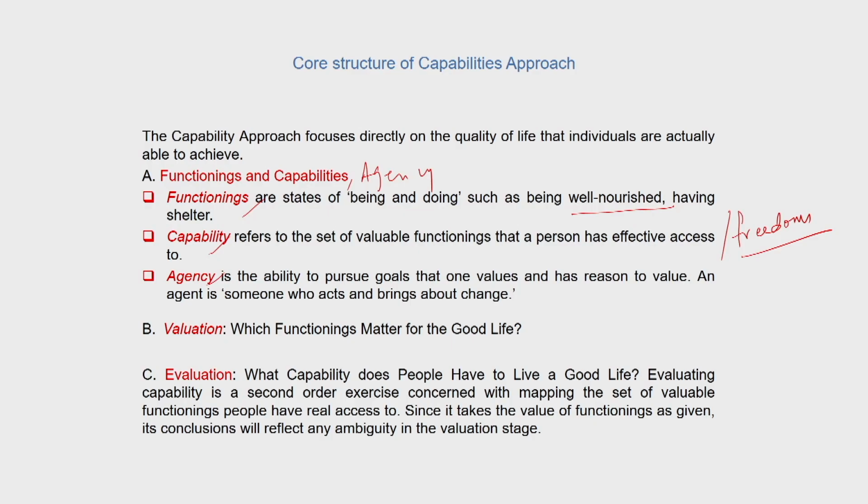The third important concept which is at the core of the capabilities approach is the concept of agency, and agency basically refers to a person's ability to pursue and realize goals that she values and has a reason to value. And according to Sen, in his Development as Freedom, he defines an agent as someone who acts and brings about change. So the opposite of a person with agency is someone who is forced or who is oppressed.